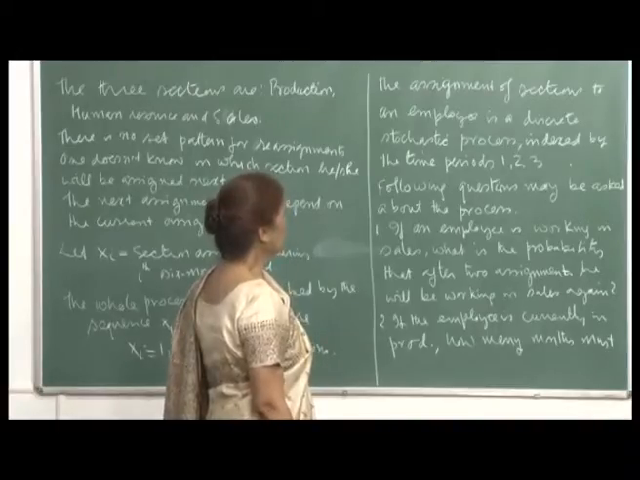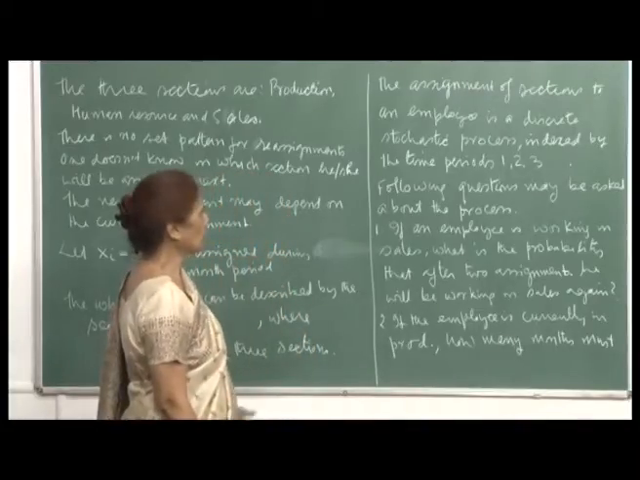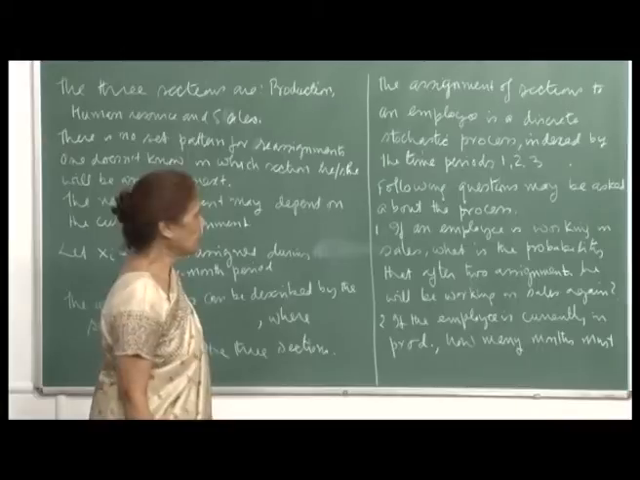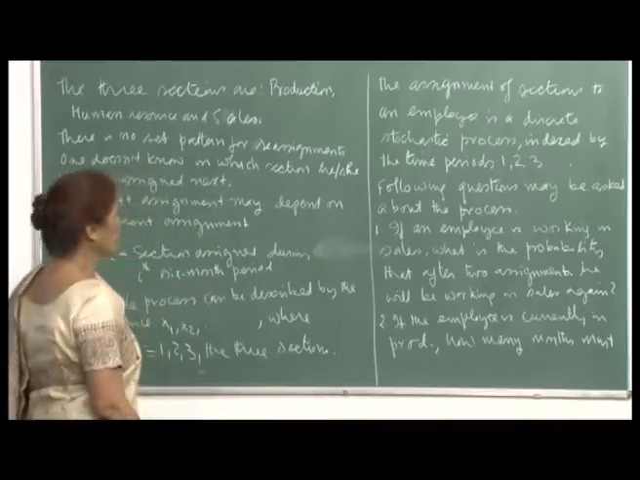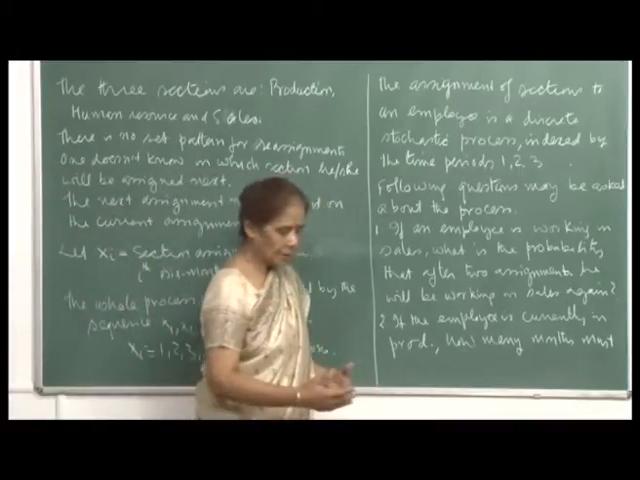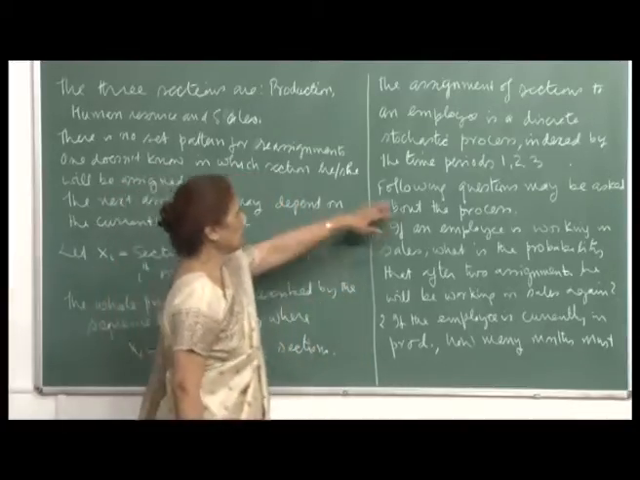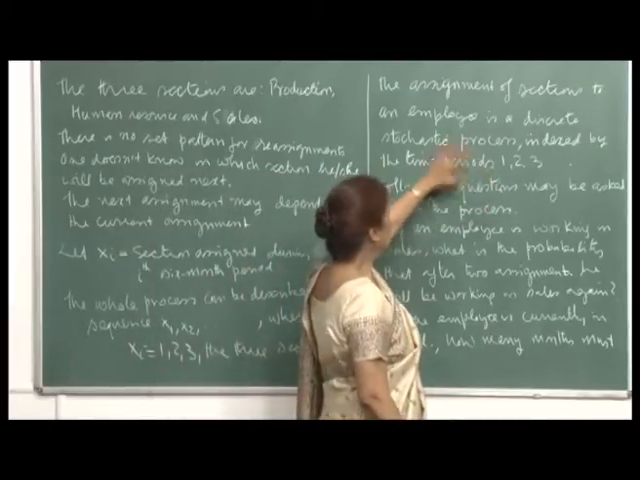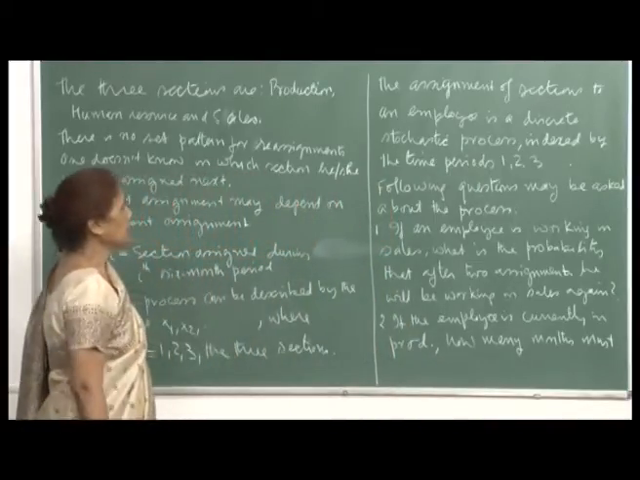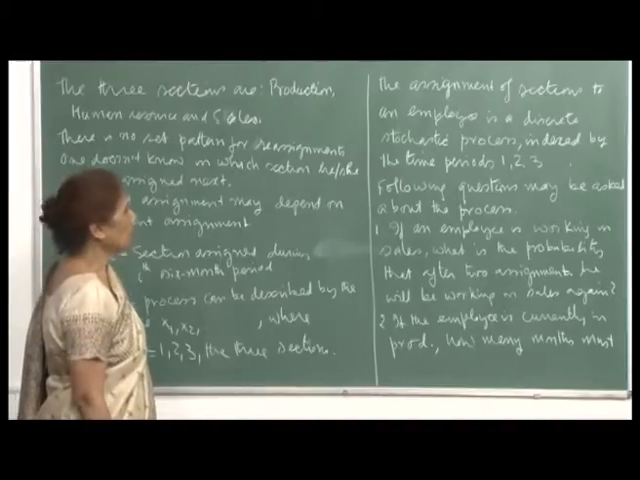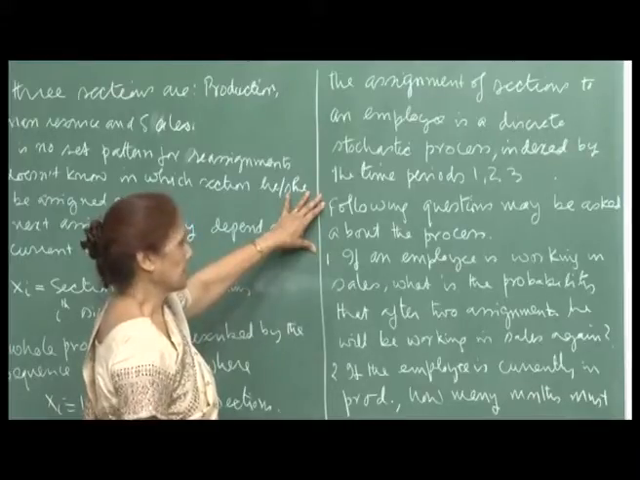So, this assignment of sections to an employee is a discrete stochastic process, and it is indexed by the periods 1, 2, 3 and so on, right. So, now you get the meaning that the process is evolving over time, and there is uncertainty about where the system would be after each time period. One time period is over, then where will it be next. So, therefore, there is some sort of uncertainty about the whole process, and this is why we are calling it a stochastic process.